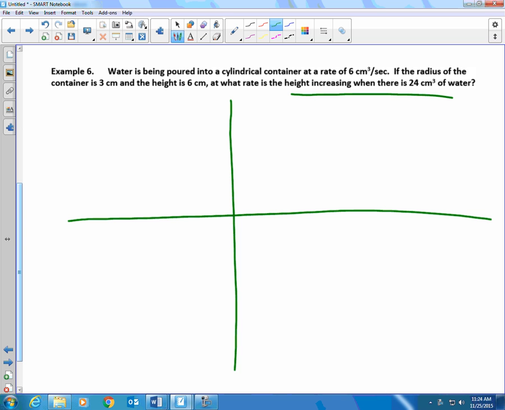You can put it somewhere else if you want to as well. So a cylindrical container looks like that, and it has a height of 6 and a radius of 3. What is the formula for volume of a cylindrical container? Volume equals, what's the area of the base? Pi r squared times the height.